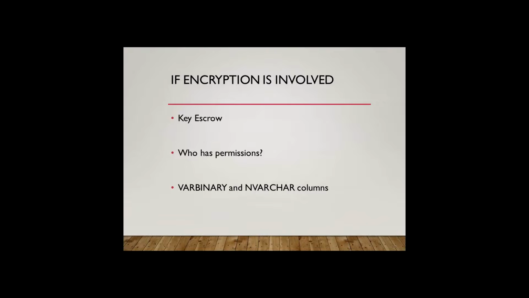There are specific permissions for symmetric keys and asymmetric keys as far as being able to access them. Who has those rights to be able to potentially unlock the encrypted data?